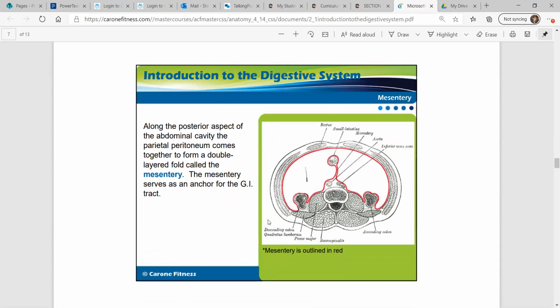Now, along the posterior aspect of the cavity in your abdomen, the parietal peritoneum comes together to form a double layered fold called the mesentery. The mesentery serves as an anchor for the GI tract. And you can see that outlined in red.